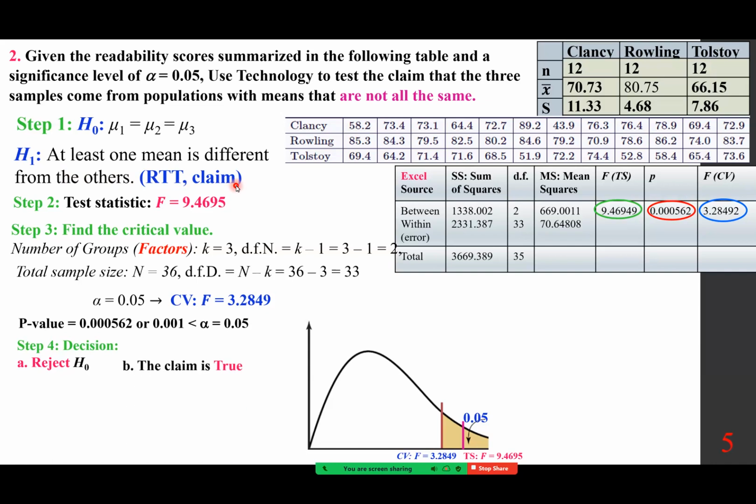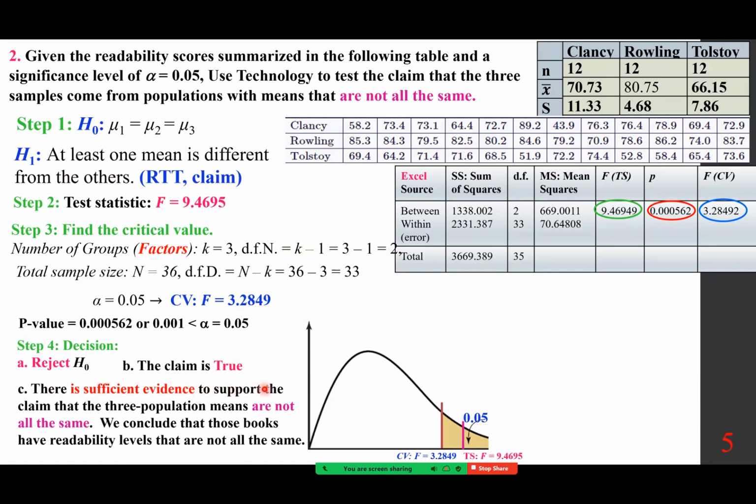And therefore you rewrite as follows. There is sufficient evidence to support the claim that the three population means are not all the same. We conclude that those books have readability levels that are not all the same.